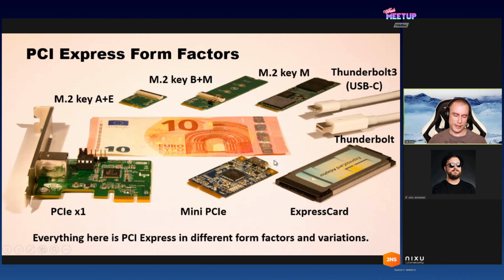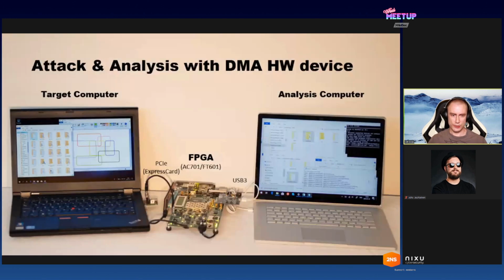The Mini Express and Express Card are for older laptops. It's not so common nowadays. Thunderbolt is really common. It's pretty much external PCI Express, but it's quite well secured for the most part nowadays. So it's a little bit boring for these kinds of attacks. You have M.2 key M, which is for disk drives nowadays. It's also PCI Express. And M.2 key A plus E is really common. If you pop the back cover on laptops, you will often find a Wi-Fi card there in this form factor.